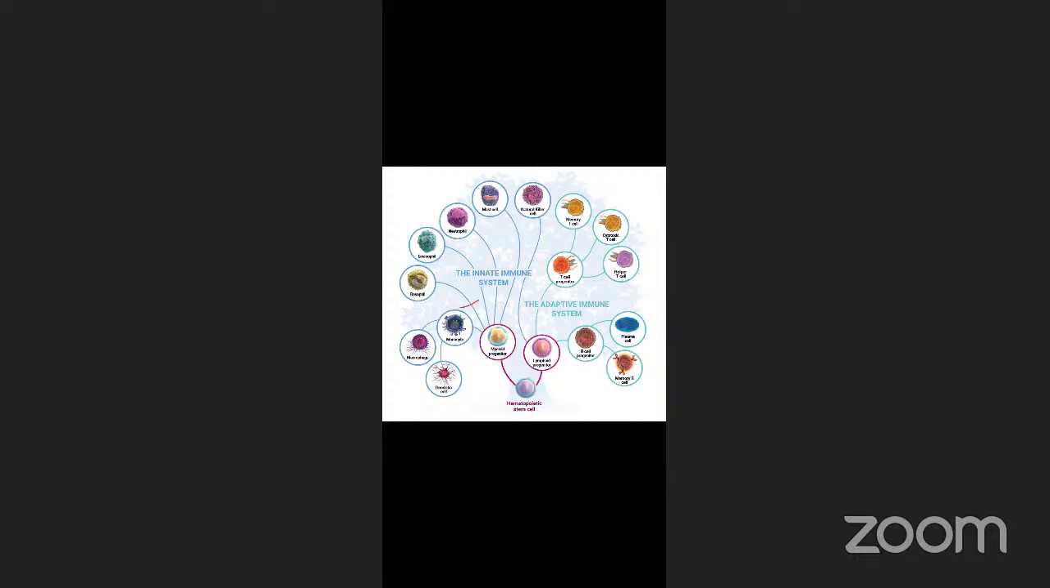This is about cells involved in the immune system. Two types of cells are there: the innate immune system cells and the adaptive immune system cells.